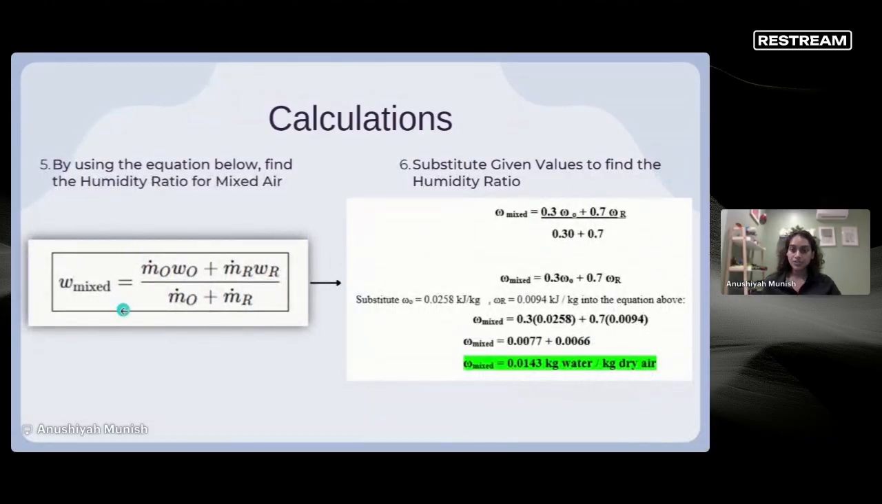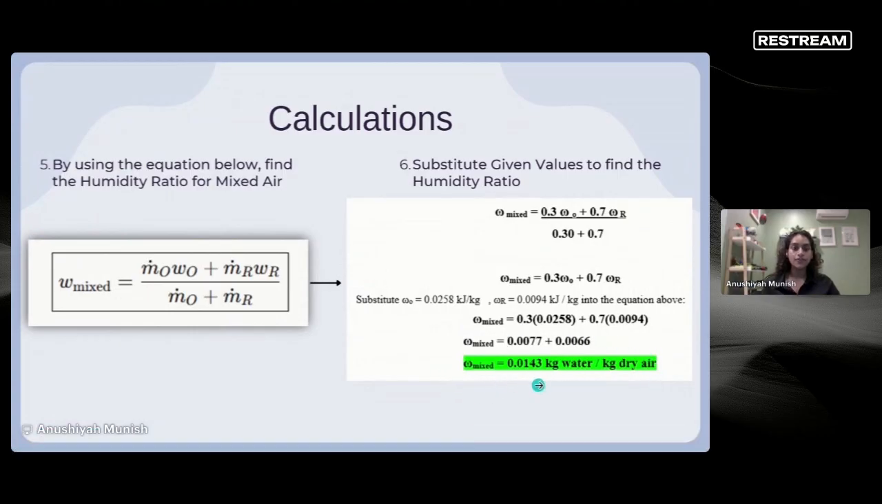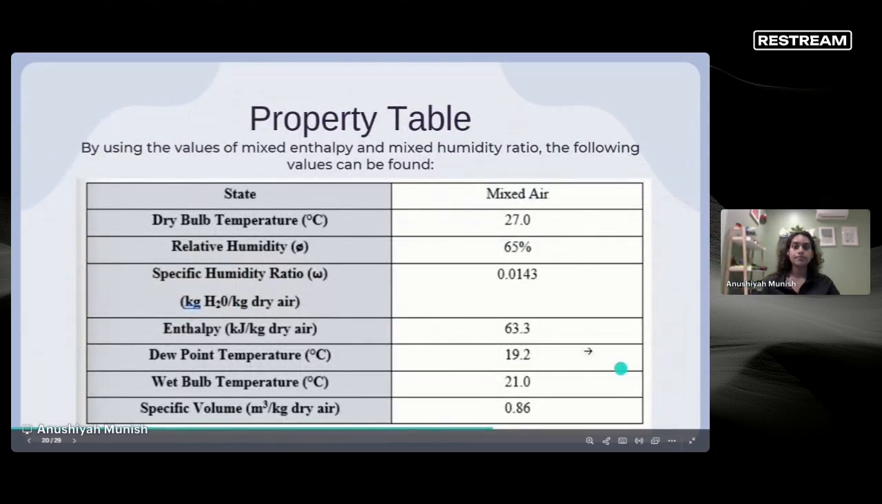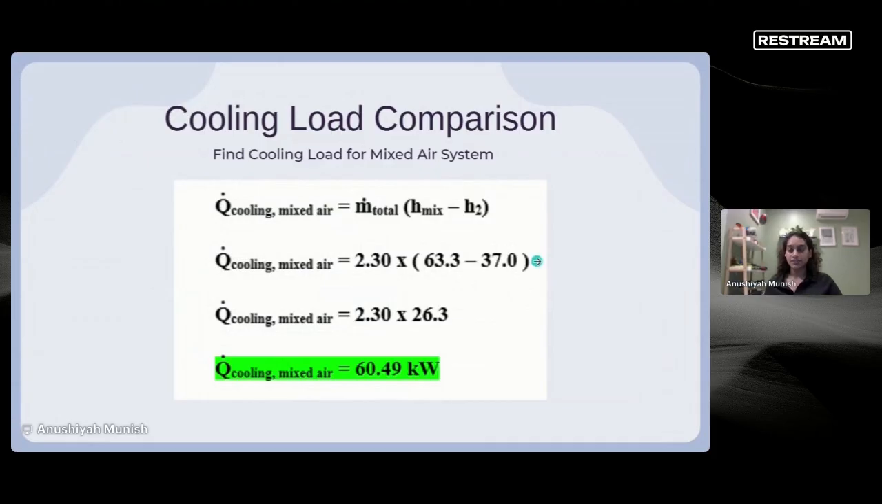And using this equation right here, we are able to find the humidity ratio for mixed air. Again, we just need to substitute the given values, and the humidity ratio for mixed air is given as 0.0143 kg water per kg dry air. By using the values of mixed enthalpy and mixed humidity ratio, the following values can be found through the psychrometric chart.